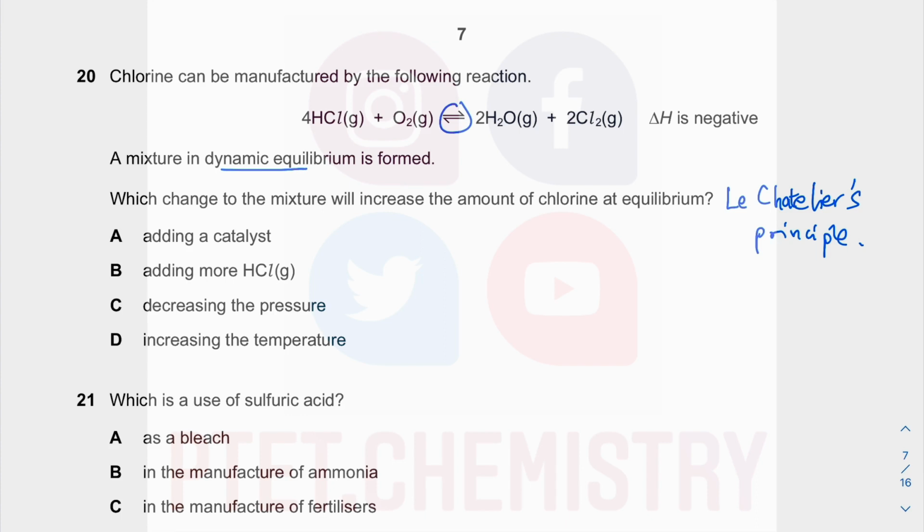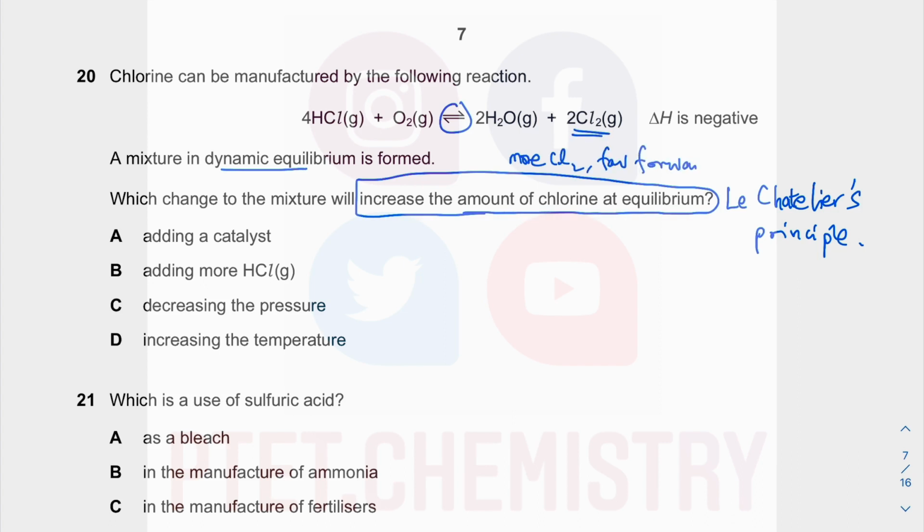So you want to get more chlorine. Chlorine is on the right-hand side, so you want to favor the forward reaction. You want to shift the equilibrium to the right. Catalyst is the first thing you can cross out because a catalyst only affects rate. It only increases the rate of reaction. It never changes the amount, okay?